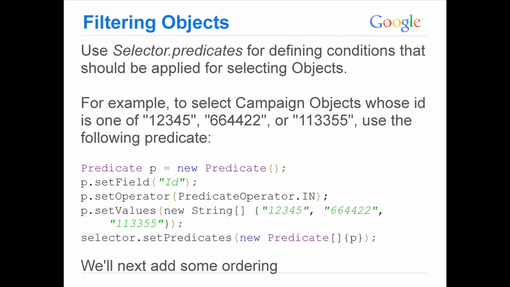Remember I said that the fields field is the only required property that you have to set on the selector. So if you only want to retrieve a campaign with a specific ID, or you only want to retrieve a campaign with more than 200 clicks over a specific date range, you can do all of these quite powerful things using predicates. Here, for this predicate object, we're setting the field that we want to filter on as ID. We're setting the operator as in. So the ID is in this array of values. And then we add that predicate to our selector object.